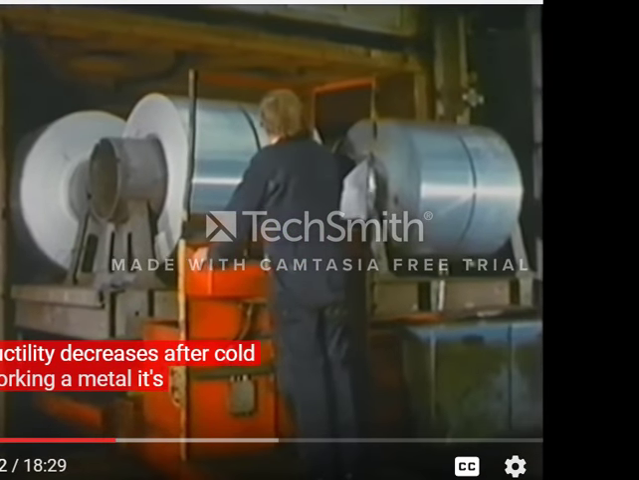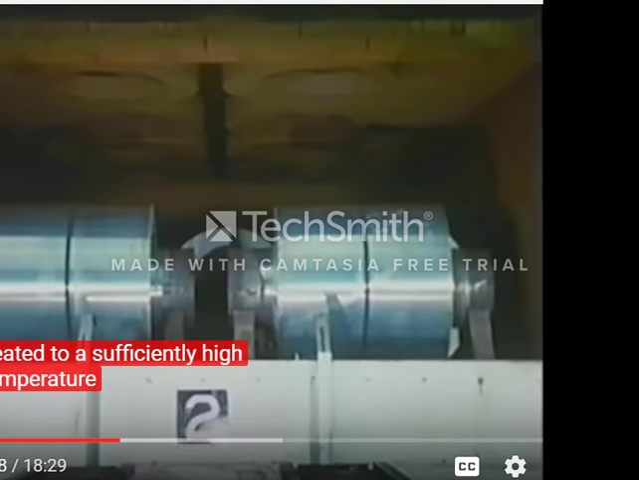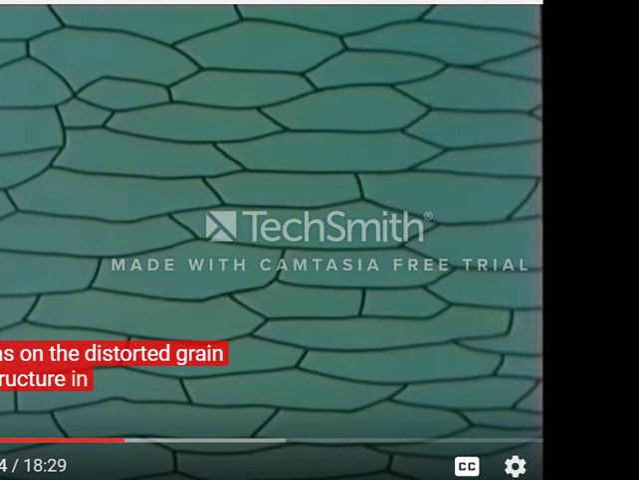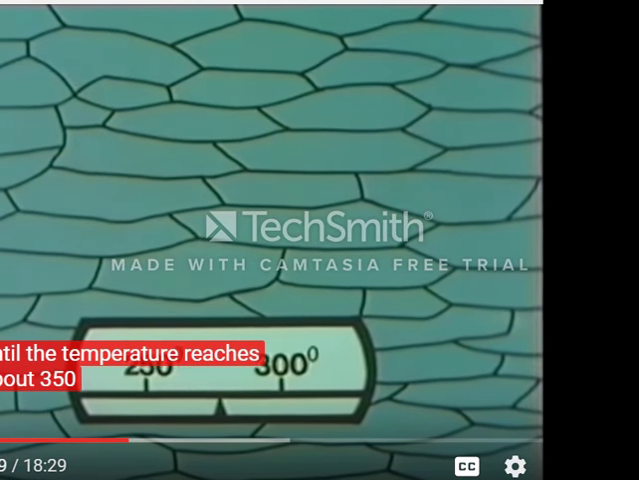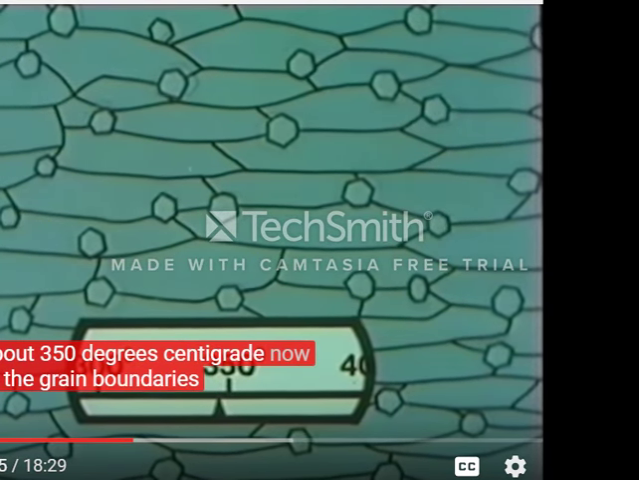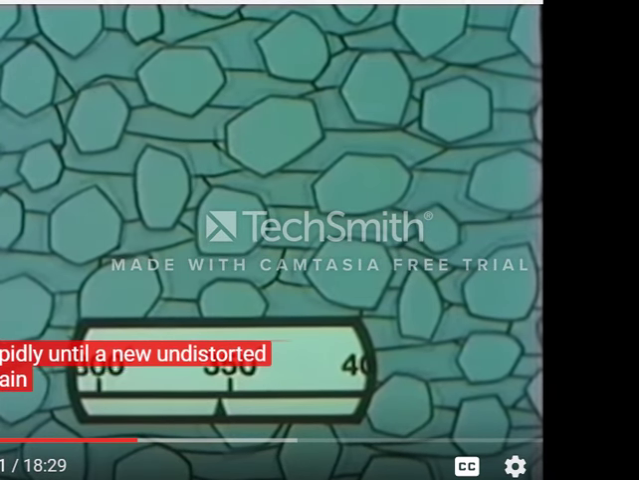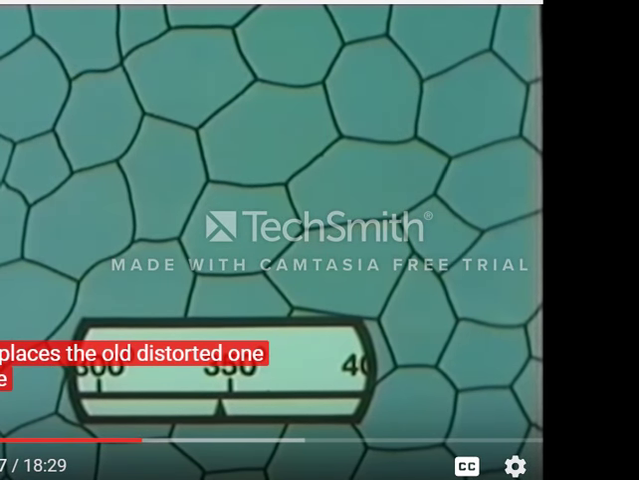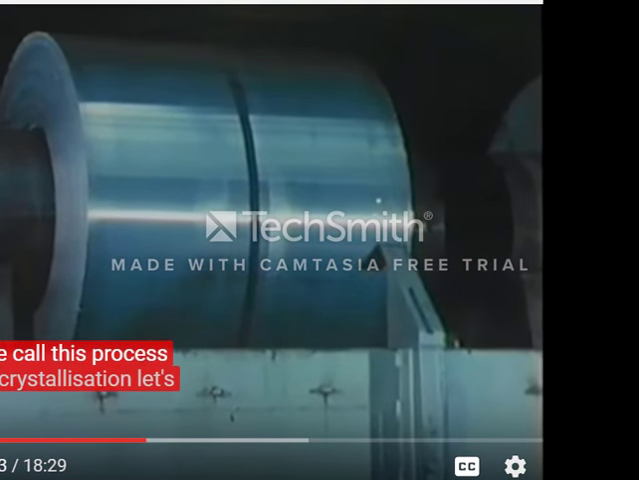After cold working a metal, it's usually heated to a sufficiently high temperature. Let's see what effect heating has on the distorted grain structure. In the case of this particular metal, nothing happens until the temperature reaches about 350 degrees centigrade. Now, at the grain boundaries, new grains begin to form. These grow rapidly until a new, undistorted grain structure completely replaces the old, distorted one. We call this process recrystallization.